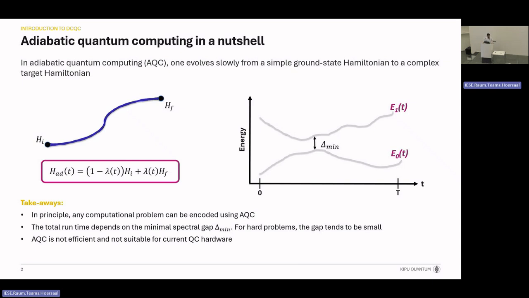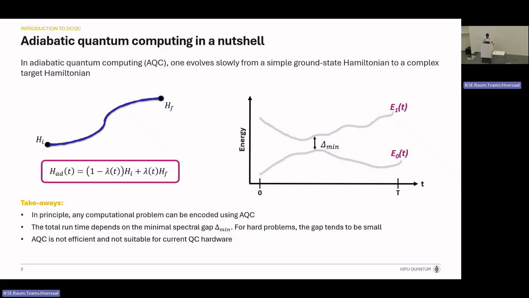In order to find this ground state, what you do is you start with some initial Hamiltonian, Hi, and then you slowly interpolate towards the final Hamiltonian. And the total Hamiltonian is given like this, where lambda is what you call a scheduling function, which basically describes the path, how you go from your initial ground state to the final ground state.